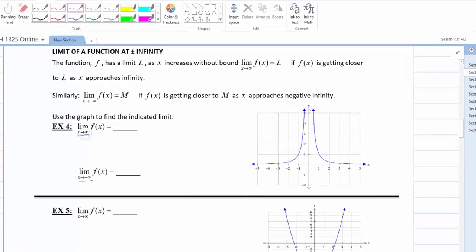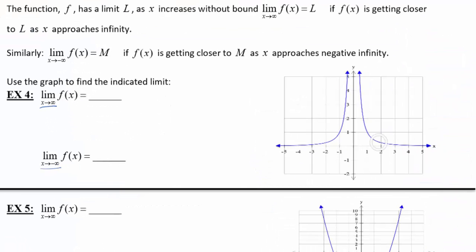Let's find the limit as x approaches infinity of f of x. Well, x approaches infinity means we're going off towards the right on the x-axis. We'll take a look at this blue graph. It seems like it's getting closer and closer to the x-axis. Well, we know the x-axis is at the location of y equals 0. So the limit as x approaches infinity of f of x is equal to 0.